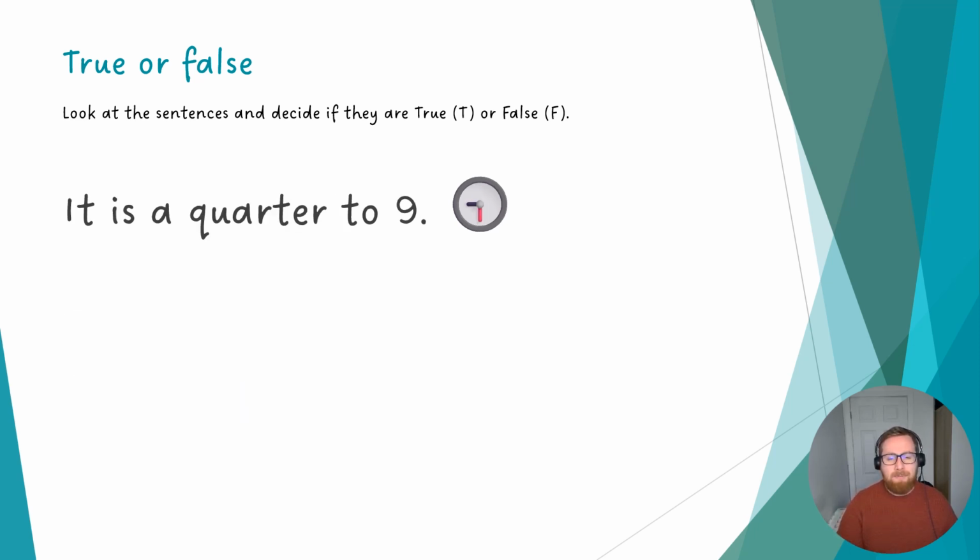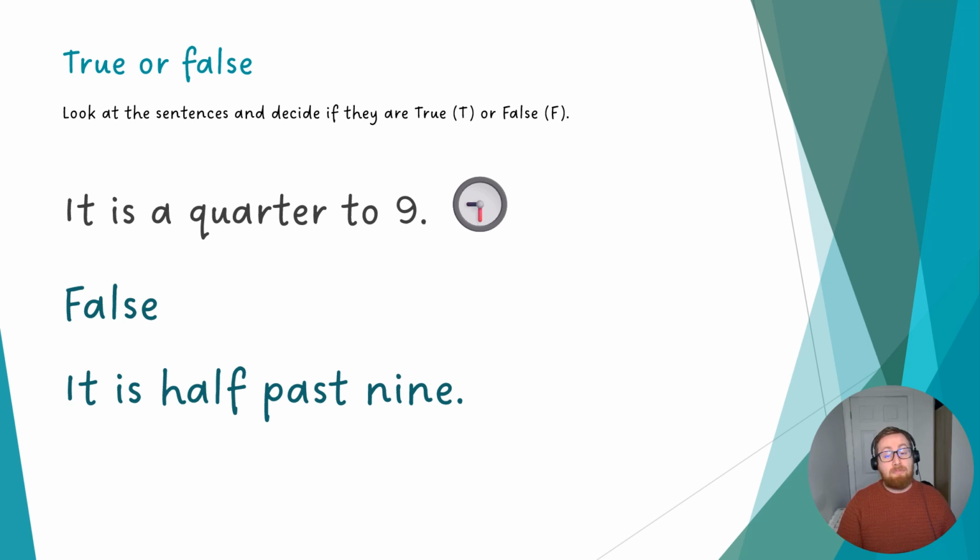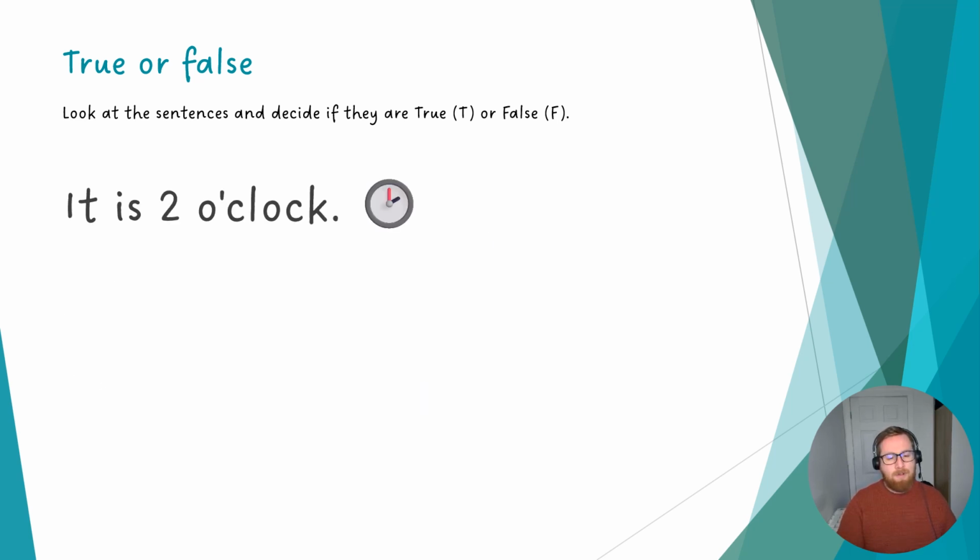How about this one? It is 9:15. A quarter of the time? No, it's false. It's 9:30. One more. It's 2 o'clock. Is this true or false? It's 2 o'clock. That's true. Well done. Good work.